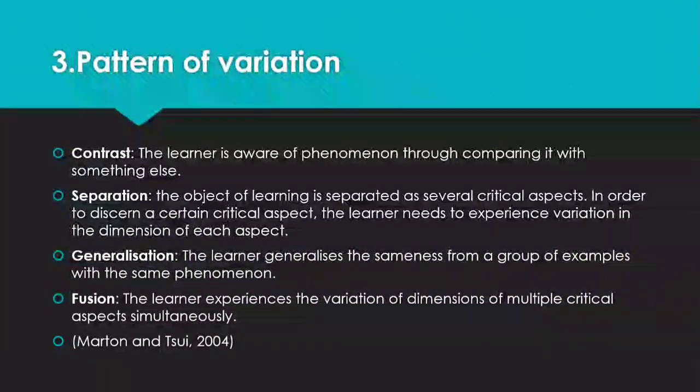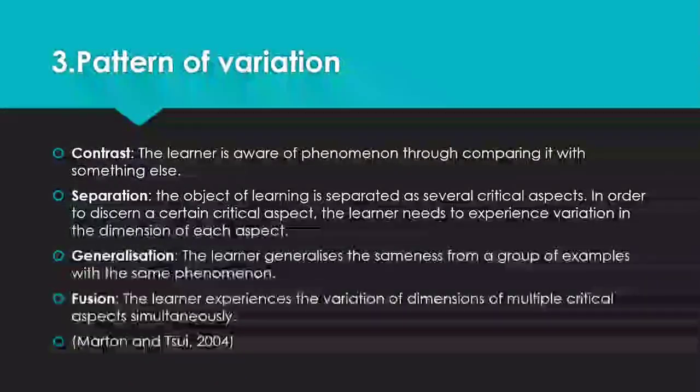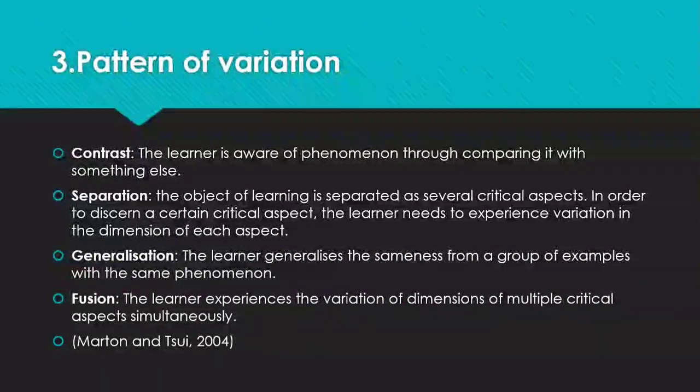The next one is separation. The object of learning is separated into several critical aspects. In order to discern a certain critical aspect, the learner needs to experience variation in the dimension of each aspect. Well, the second sentence is very important. In this stage, what the educator needs to do is separate the object of learning into several critical aspects.